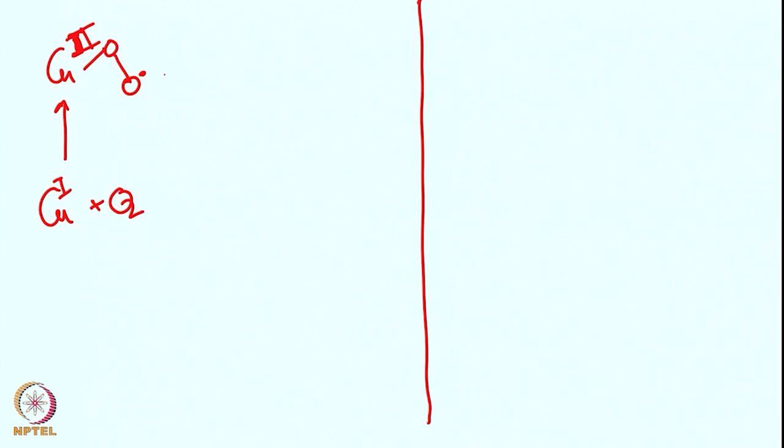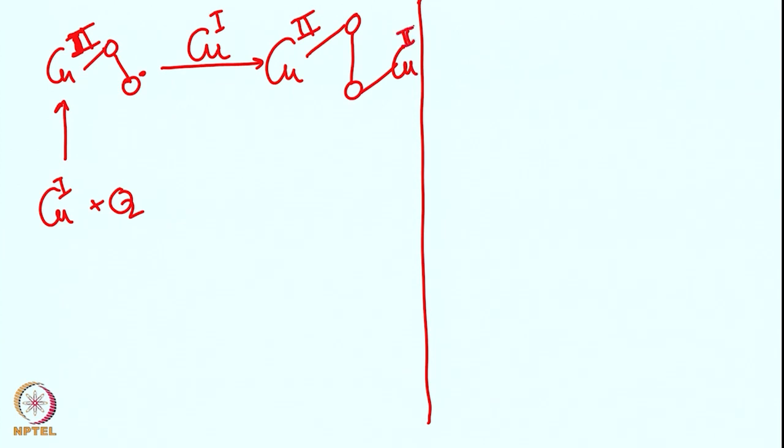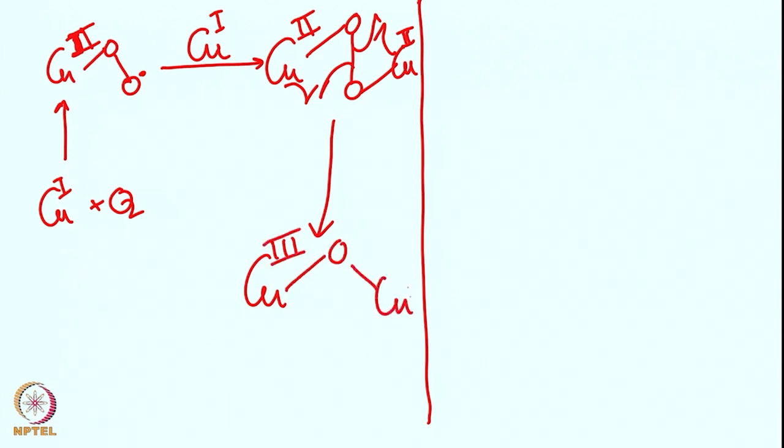One electron transfer happens to give you that, and from there on you have seen another copper 1 can come in to give you copper 2, O, copper 2. I am deliberately drawing that as an end on, that will be easier to follow, and from there on you see one electron breaking from there and one electron from there, another electron from there will give rise to the copper 3 intermediate, right? Copper 3 bis-mu-oxo intermediate. So this is oxygen 2 minus, this is oxygen 2 minus.